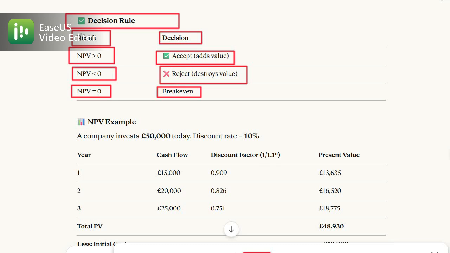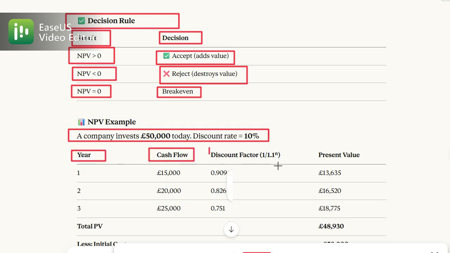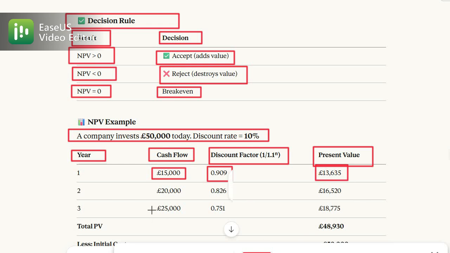Now here we have an example. A company invests 50,000 today, and the discount rate is 10%. Here you will have the year, the cash flow, the discount factor using the formula, and the present value after discounting. The cash inflow here is 15,000 each year. This is the discount factor calculation, and when you calculate this for the 3 years, you will have this amount. Let me show you.